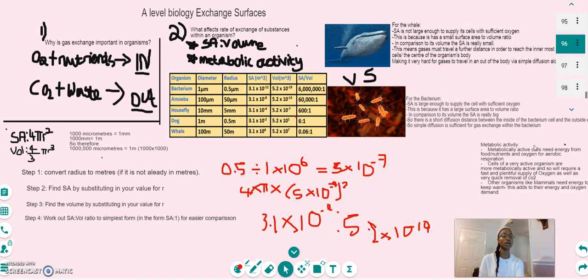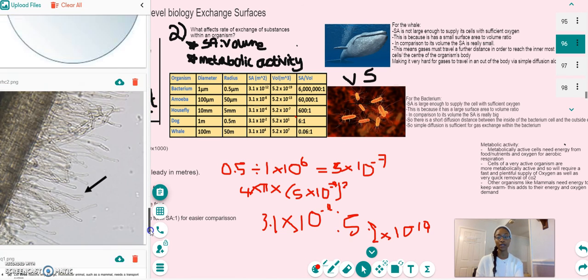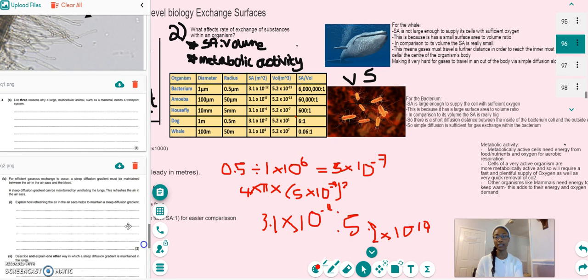And specifically in organisms like mammals, where we're endotherms and we need to keep our internal body temperature at a constant temperature, this adds again to the energy and oxygen demands, because we need to maintain this temperature and keep warm. Good. So let's look at this exam question, and I want you to attempt this independently.